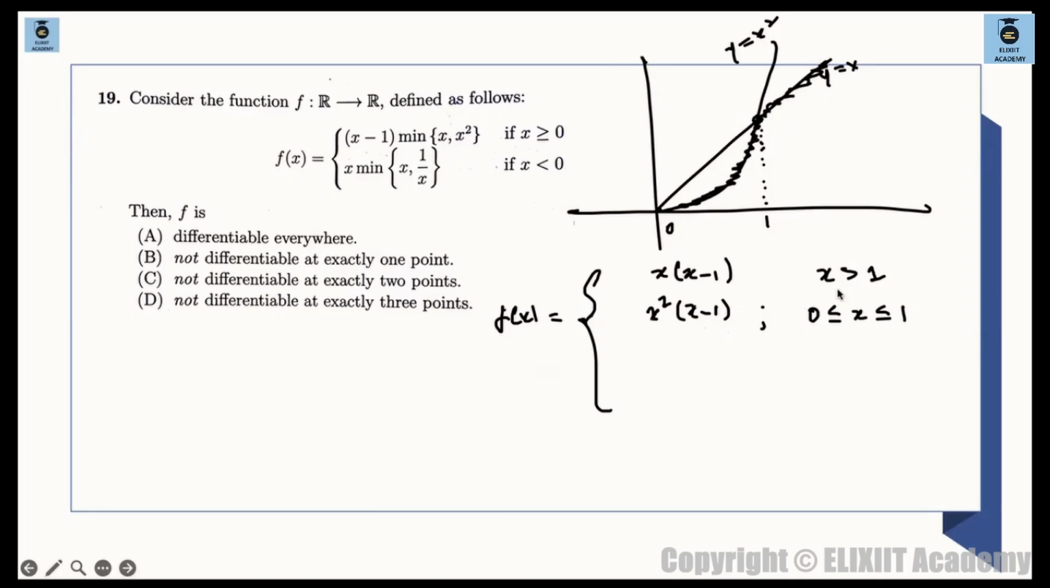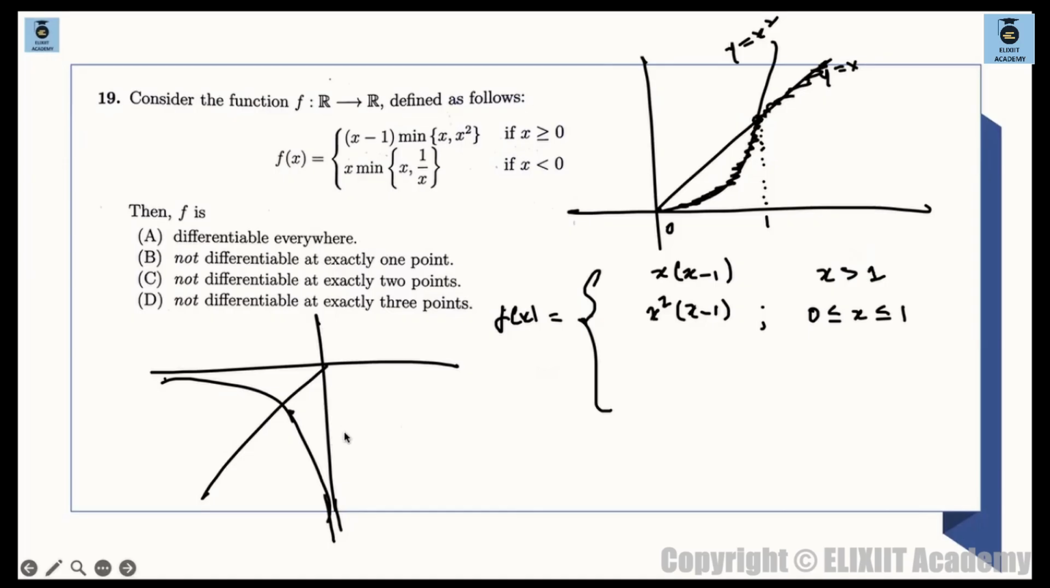Now we come down to this branch, when x is less than 0. The minimum of x and 1 by x is considered, so x will be like this and 1 by x will be something like this, the rectangular hyperbola. Hopefully you people know the graphs. I'm drawing a graph sketch over here. A free hand diagram will do. This is also zero. This is their point of intersection.